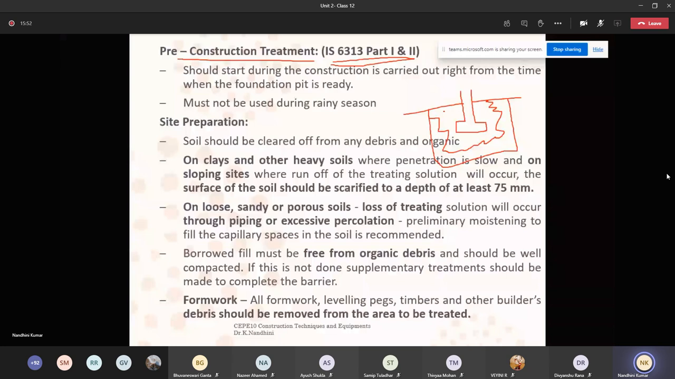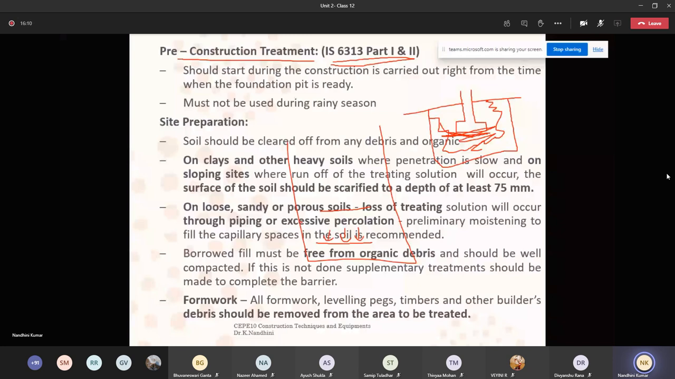Up to this, you'll be filling with soil. Again, you're going to spray. The thing is, if you have a box here, if you spray on this surface, here is where your foundation is going to start. So again, one layer is done. Again, you fill it up with soil.